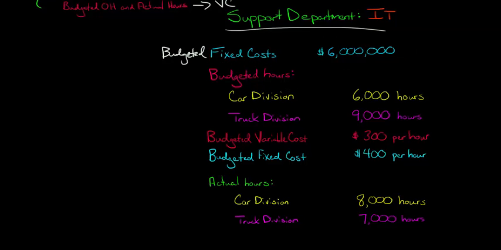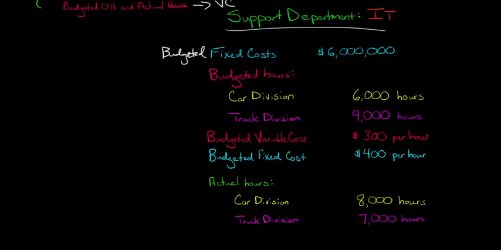We're thinking that before we do anything, the car division is going to use 6,000 hours of IT services. Truck division is going to use 9,000 hours of IT services, right? So this is all budgeted here, and we've got our two different rates, right? We've got a budgeted variable cost, a budgeted fixed cost. Now here's the thing. We come in with our actual hours now, right? And it turns out their hours are different, right?